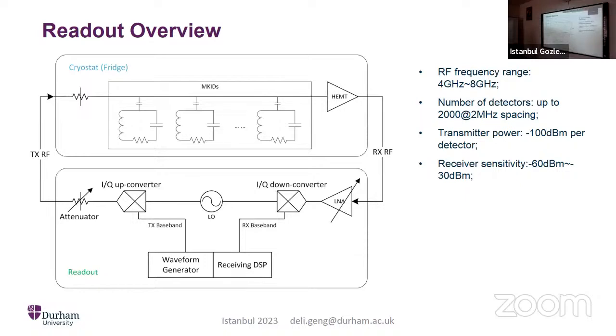And what happens with this readout is that the lower part is called the baseband. It generates the waveform to drive these resonators, these detectors. It also has receiving DSP to get back all those signals. Because if you think about it, the signal may contain the readout of 2000 detectors, and each detector takes a different frequency block. So it needs to be well decomposed.